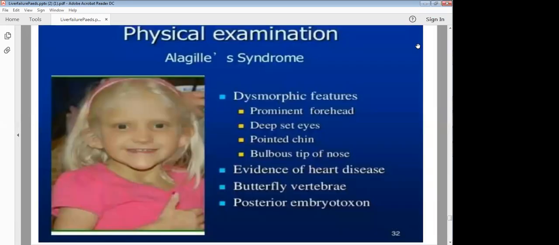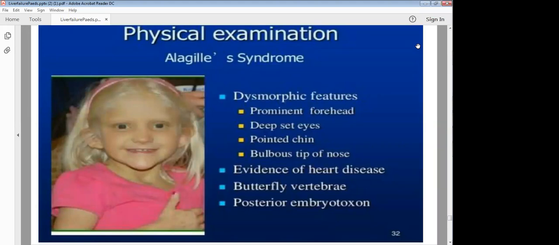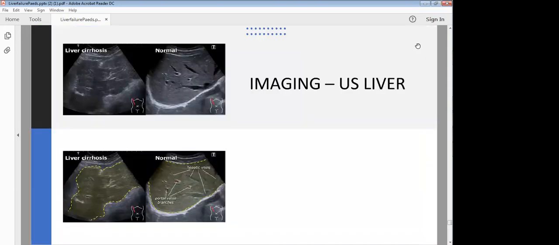Okay, Alagille syndrome. It's very rare. Okay, but I've mentioned. What is that? You want us to ask MCQ on Alagille syndrome? No. Okay, next. I think I've mentioned Alagille syndrome in the previous one.